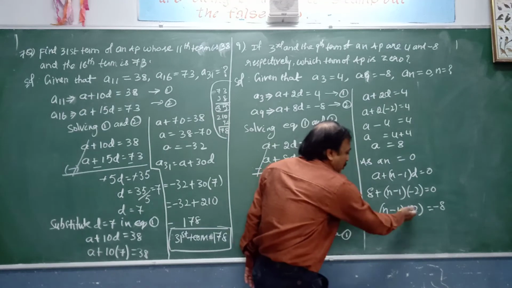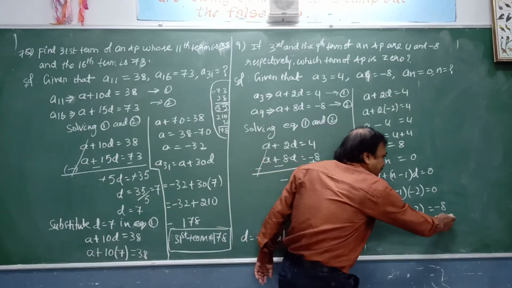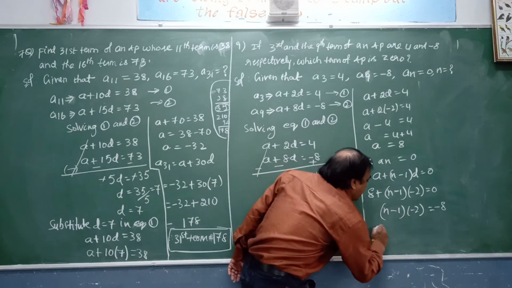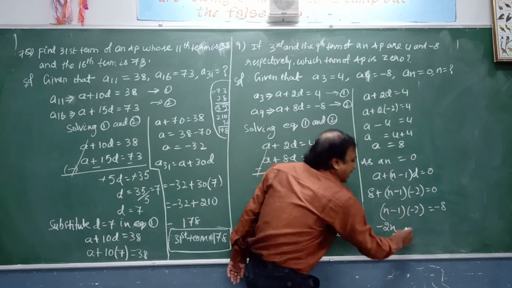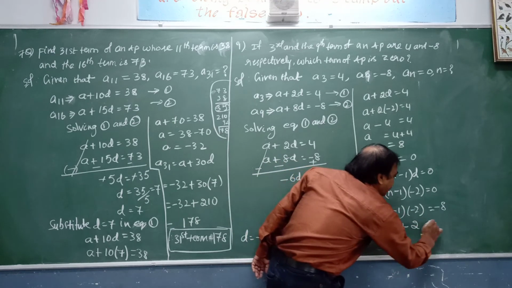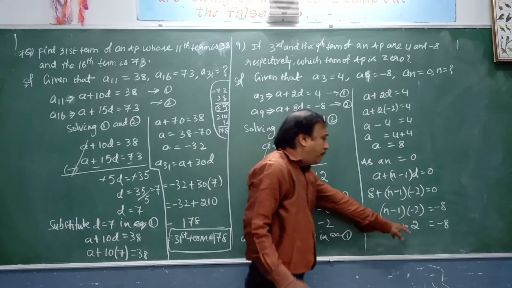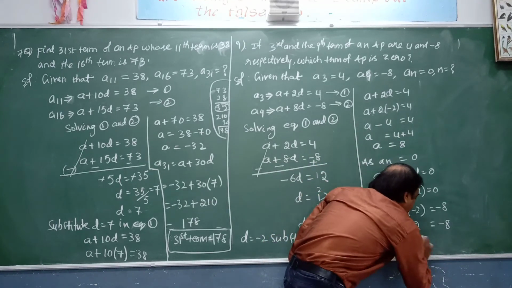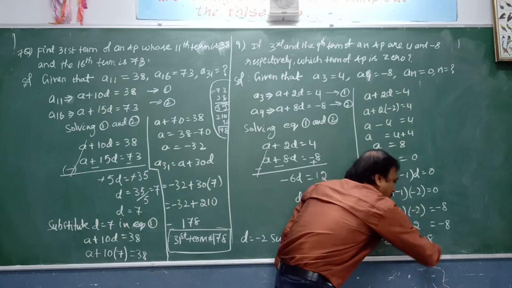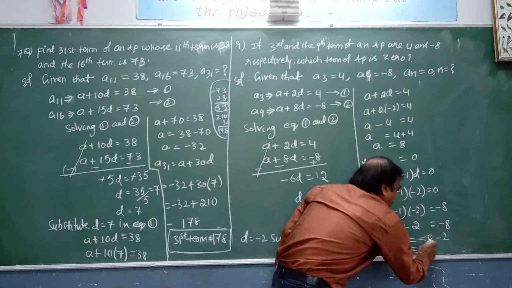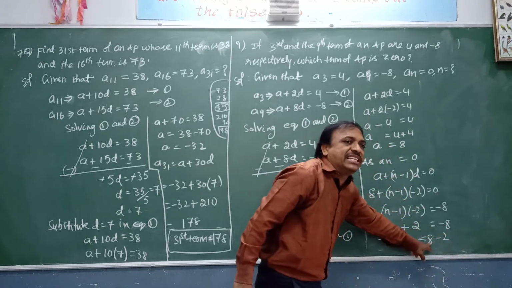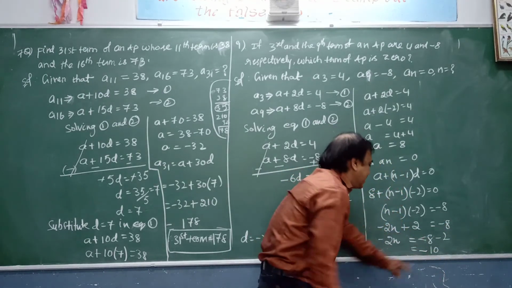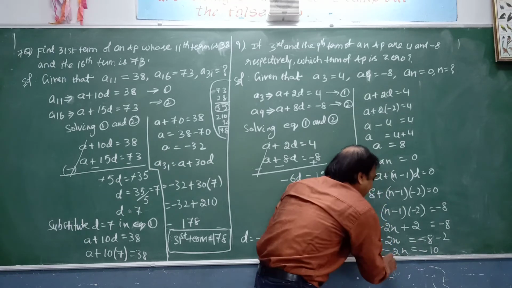Now multiply. In the earlier questions we directly transposed this value, but now we do the question like this: minus 2 into n, then minus into minus is plus, 2 into 1 is 2, which is equal to minus 8. Now plus 2 transposed to this side becomes minus 2. Minus 2n is equal to minus 8 minus 2. Both are negative, so put a minus sign and add the numbers: minus 10.